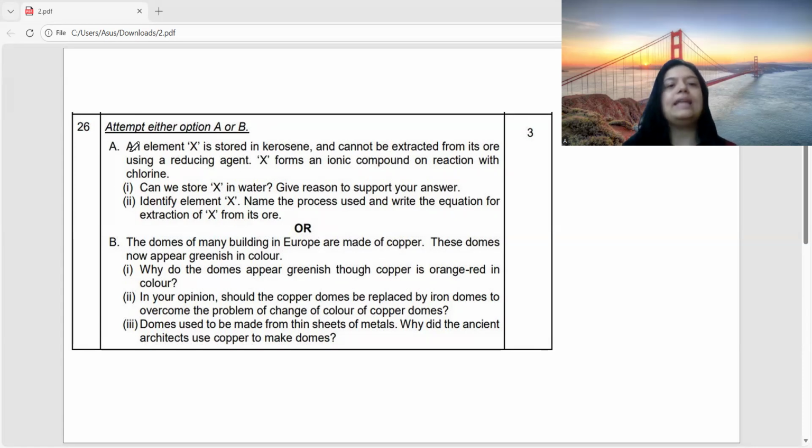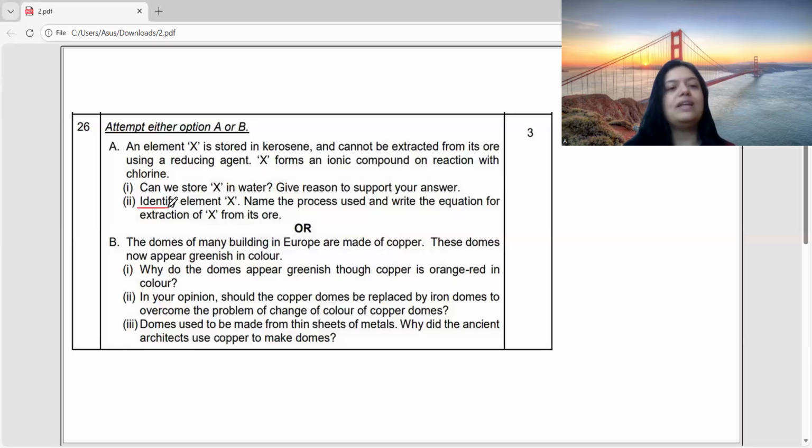First, an element X is stored in kerosene and cannot be extracted from its ore using a reducing agent. X forms an ionic compound on reaction with chlorine. Can we store X in water? Give reason to support your answer. No, we cannot store X in water because it's a highly reactive element, right? So it will catch fire. You can write that it is highly reactive and it will catch fire when it is kept like that.